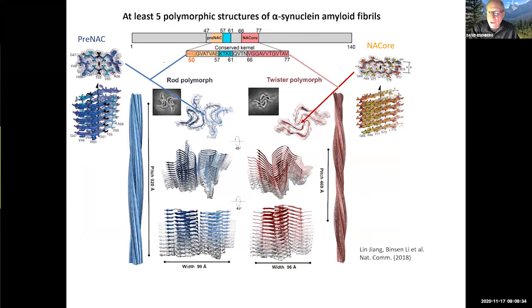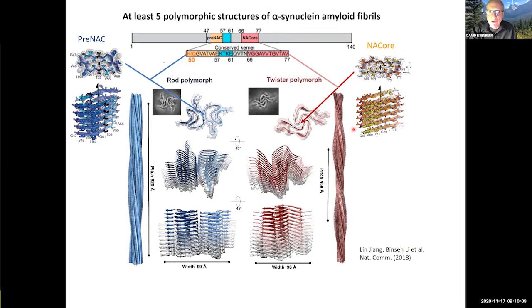So this structure that I just showed you, I'm going to switch to a pointer that you can see here. The structure that I showed you up here in the upper right of this slide, we call that NAC core. And here's that structure I showed you. And if we look down the fiber axis and put the van der Waals radius on the atoms, you see they completely fill the space. It's extremely tightly packed. And this structure is seen at the core of the fibers which are formed by alpha-synuclein.